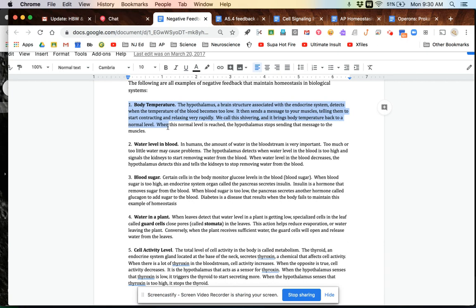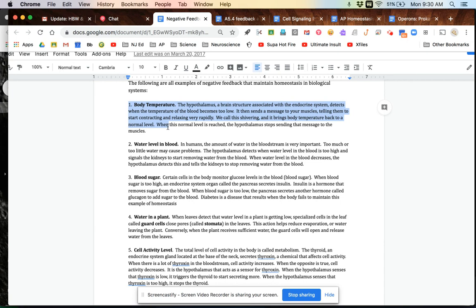Water level in your blood. You drink a lot of water, and the water level in your blood increases. Kidneys see that increased water level and get triggered into action. They start removing water from the blood and sending it to your bladder. Water level in the blood is no longer as high, so the kidneys stop removing water. Negative feedback, right? The input into the system, high water in the blood, ultimately shut the system off. That is negative feedback.